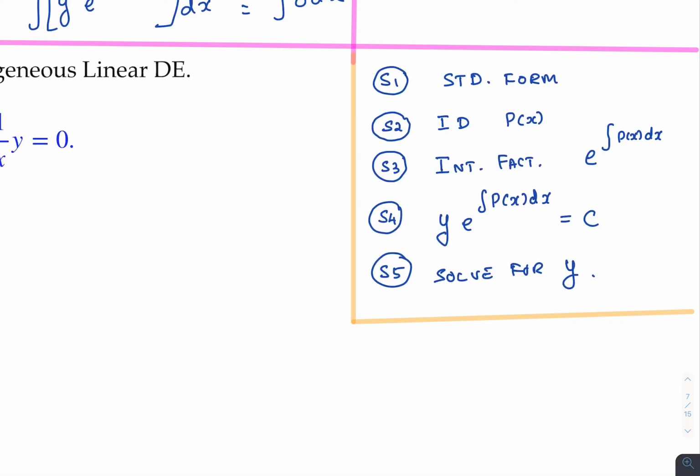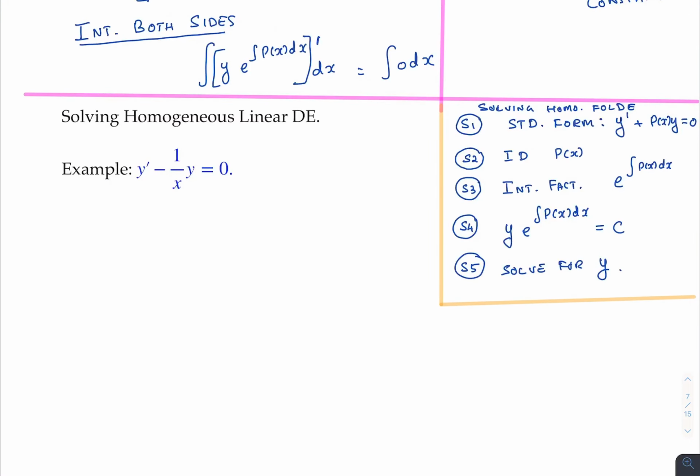Again, remember, we are talking about the homogeneous differential equation, so this is y prime plus p of x y equal to 0. This is for solving homogeneous linear first order differential equations, or first order linear differential equations, whatever you want to call it. So let's work out this process, all these steps, for this particular example.